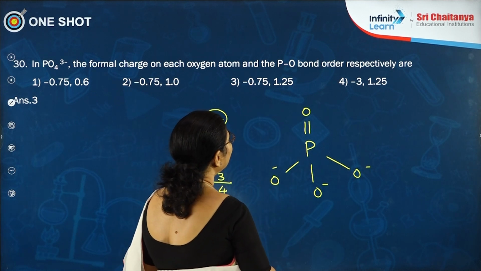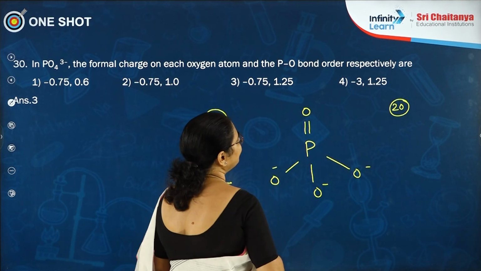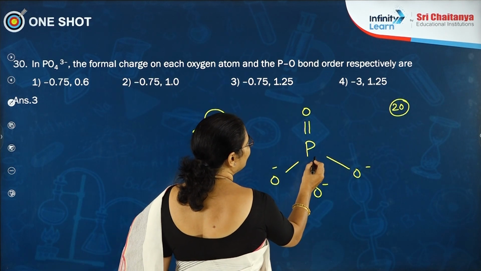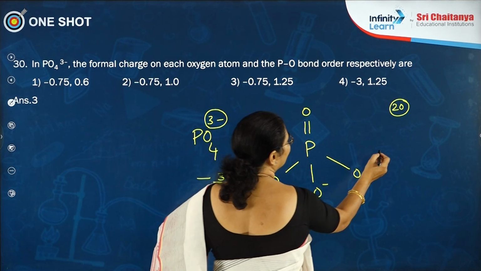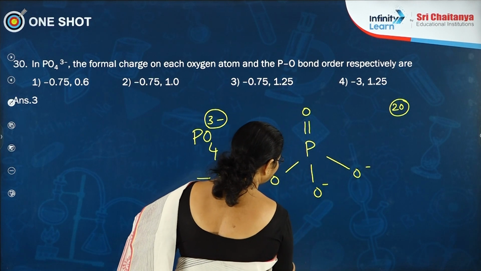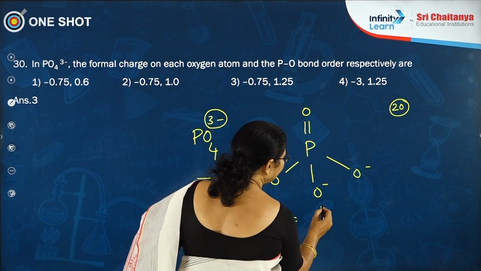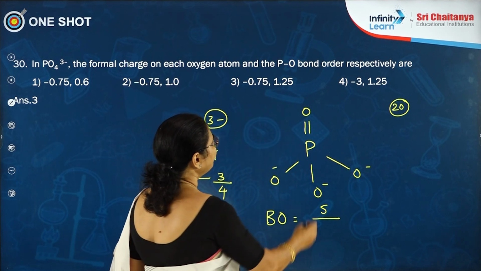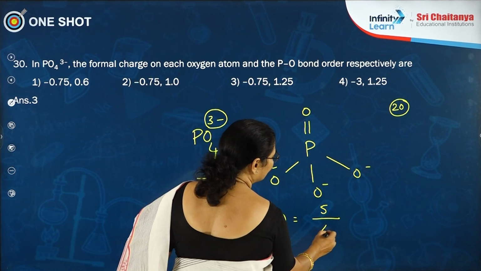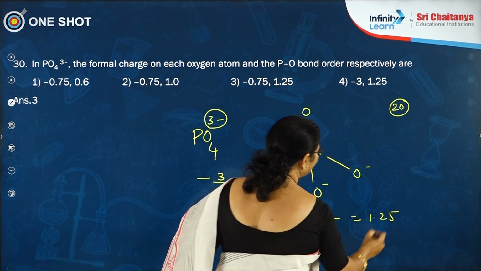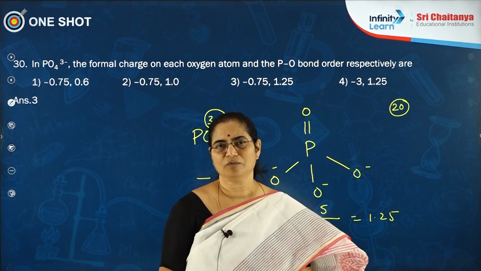P-O bond order: up to 20 electrons species we use molecular orbital theory, above 20 electrons we follow this method. Number of bonds between identical atoms, so phosphorus and oxygen all are P-O bonds only. So, bond order is equal to number of bonds between identical atoms, 1, 2, 3, 4, 5, by total number of resonating structures. For this molecule each time 1 oxygen will carry this double bond. So, total 4, answer is 1.25. So, formal charge is minus 3 by 4 and bond order is expected to be 1.25.